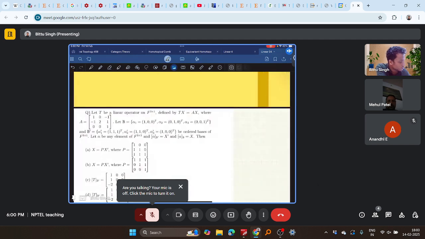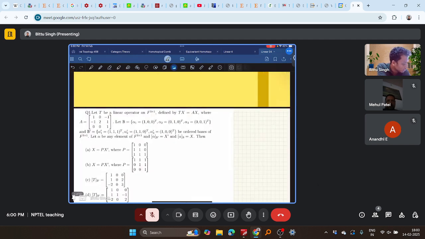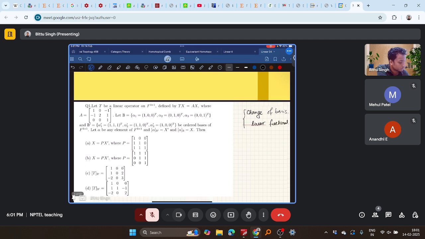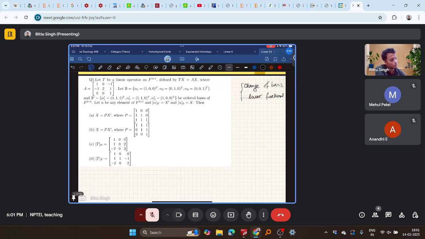So we'll solve those problems. It is based on change of basis, and another thing is linear functionals. So let us see our first problem.